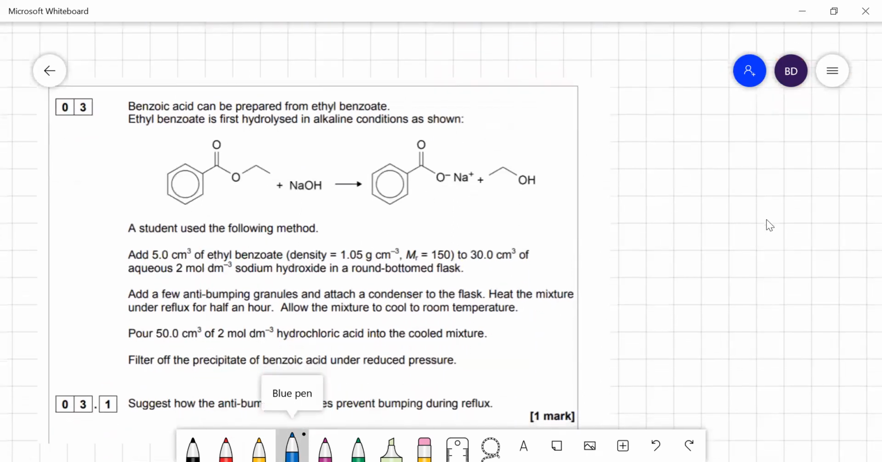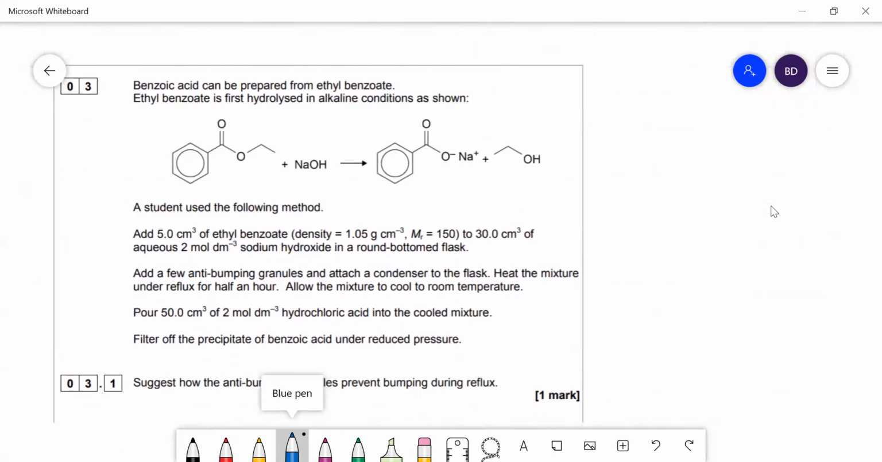Onto an organic synthesis now. Benzoic acid can be prepared from the ethyl benzoate. Okay, so here's the ester, and you heat with sodium hydroxide, you get alkaline hydrolysis of the ester. So you produce the sodium salt of benzoic acid, and you're going to get the alcohol there, which is ethanol. That's ethanol, right? So you got 5 centimeters cubed ethyl benzoate. We're going to use that later, okay? And you add aqueous sodium hydroxide.